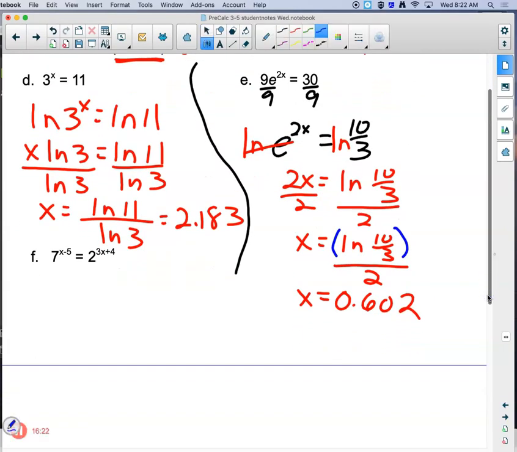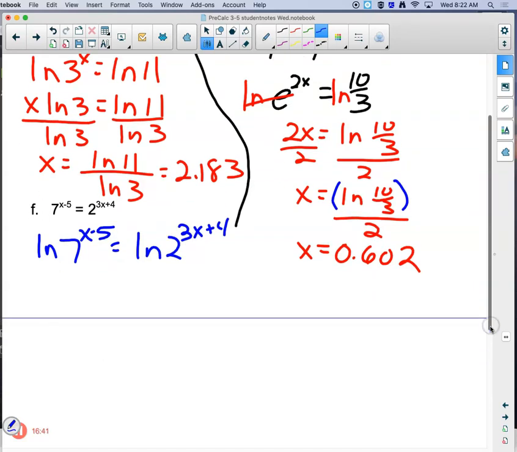So with F, the bases are exposed, but things are kind of weird. So natural logarithm, because the bases are exposed and isolated. But then we think, well, that's a big mess. How am I supposed to get anything out of that?